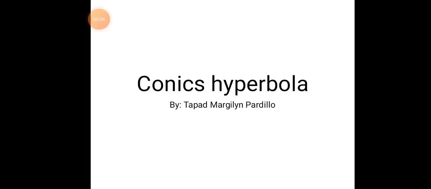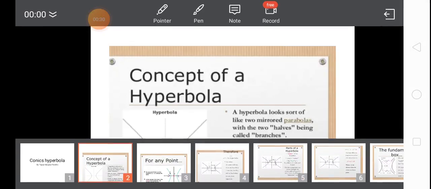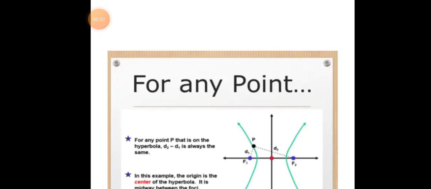Now I want to discuss conic hyperbola. Concept of a hyperbola: a hyperbola looks sort of like two mirrored parabolas, with the two halves being called branches. Like an ellipse, a hyperbola has two foci and two vertices. Then for any point P that is on the hyperbola, d2 minus d1 is always the same.